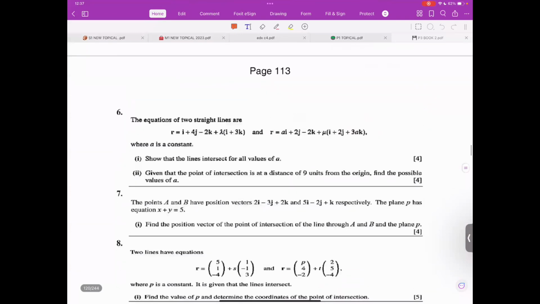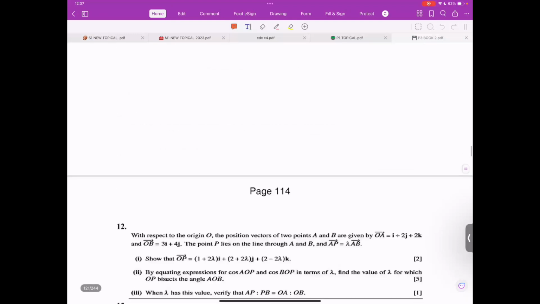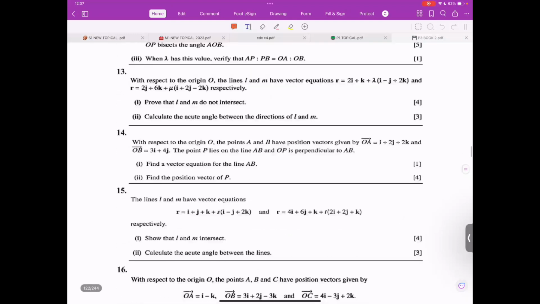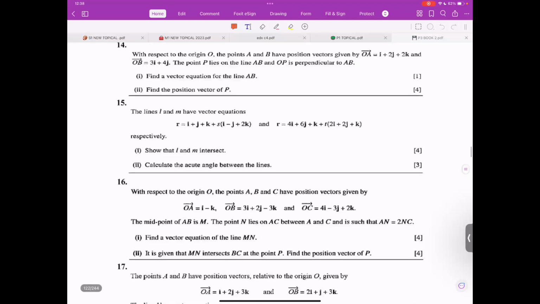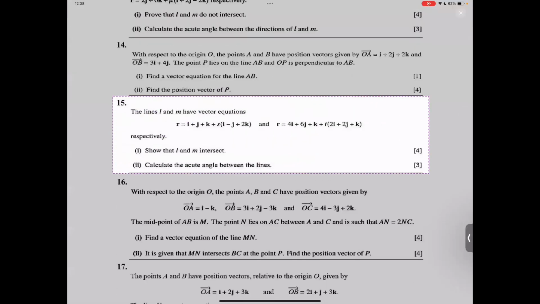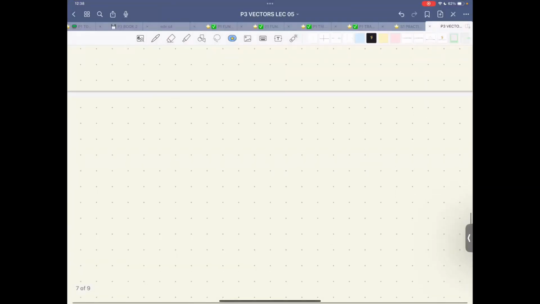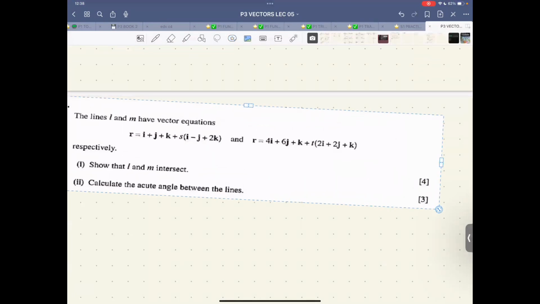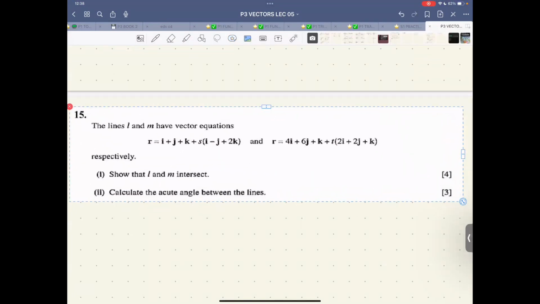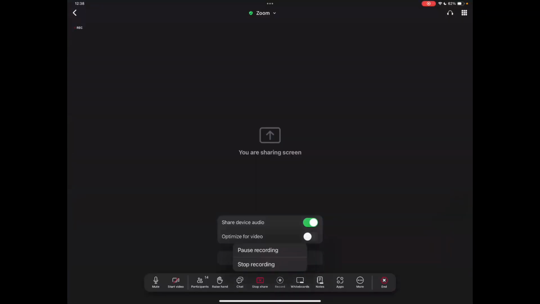Lines askew. I'm looking for intersection, perpendicular distance, lines that do not intersect, lines that intersect, and then the angle thing. So question number 15 from the exercise that you have, that's for 7 marks. The angle is between the direction vectors, using the dot product. So this question is pasted over here. Now I'll share all these images for you to copy and then try it out. So let me pause the recording.